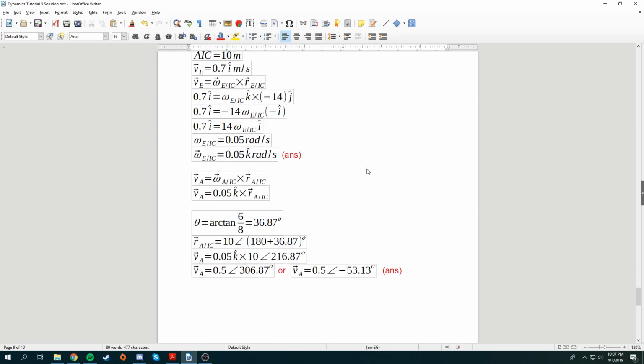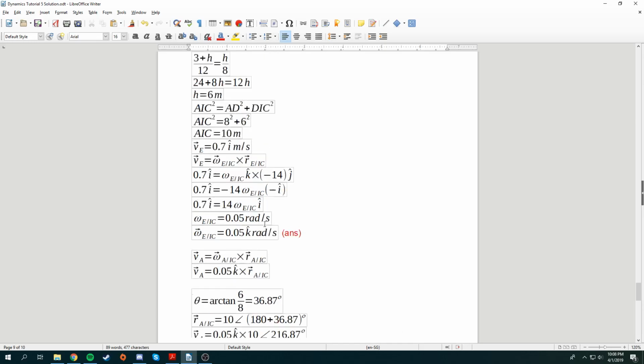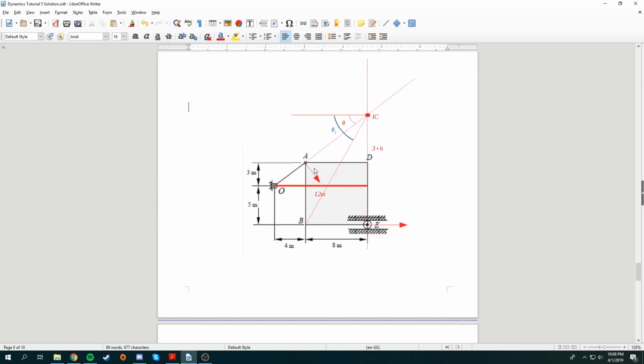Okay, so let me see. By doing the cross product, I realized that I lack the position vector of A from IC. So A from IC, I've already done the values, as in the magnitude of A from IC, and that's 10, so I only lack the position, which is theta over here. So this theta over here is actually this theta over here.